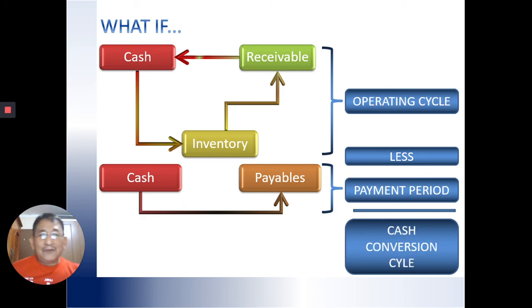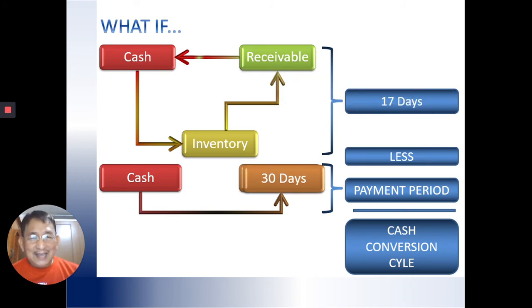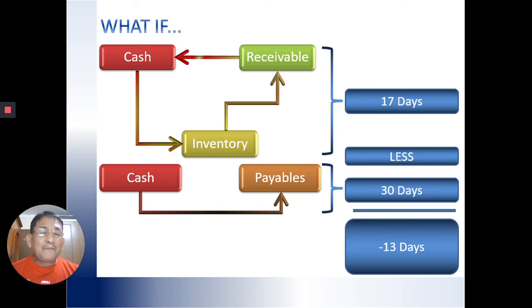Another situation, 7 days plus 10, so that is now 17 days, and then 30 days ka uutang. So 17 days, mako-convert na ang cash mo, pero hindi ka pa magbabayad. Ang result niyan ay negative, di ba? So in that case, meron kang sobrang cash. Hindi ka dapat umutang kasi sobra-sobra ang cash mo.